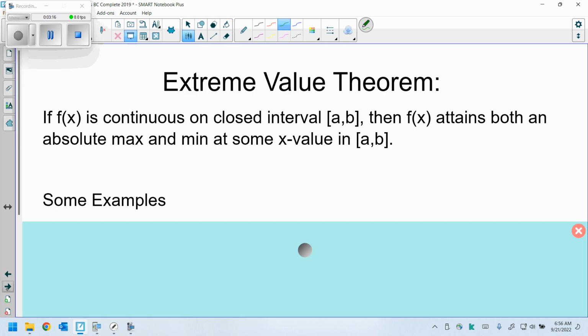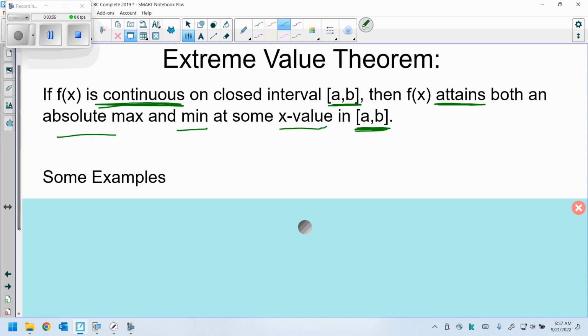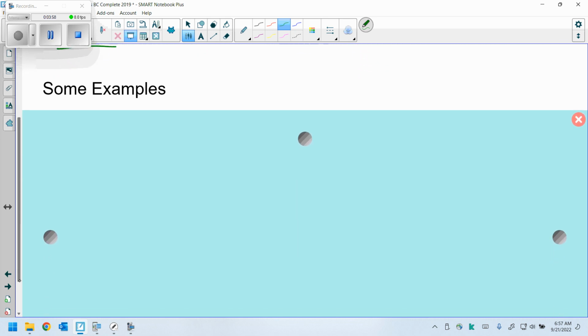Now, we have something called the extreme value theorem. And that says that if we have a continuous, and this is the most important word in this whole theorem, if we have a continuous function on some closed interval, then the function does attain both an absolute max and an absolute min at some x value, and it could be even at the endpoints in the interval. There's always an absolute max, there's always an absolute min, as long as you are continuous on the closed interval.